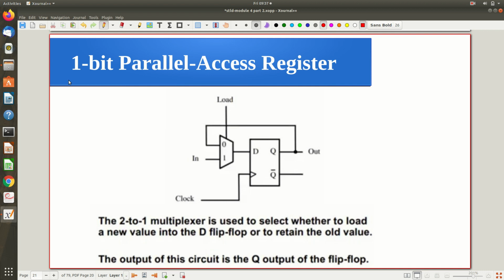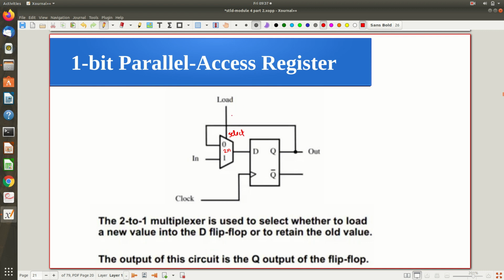So this circuit we have already seen, but what you can see additionally here is a load input, and a multiplexer also. Multiplexer we already saw, right? This is a 2 by 1 mux, and for this 2 by 1 mux there will be 2 inputs and a select line. This is your select line, and that is nothing but our load input.